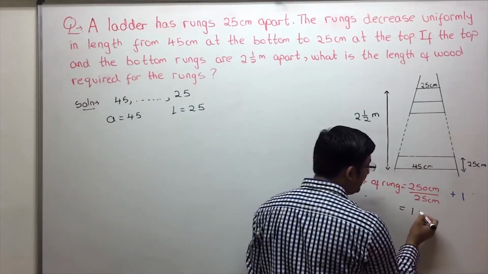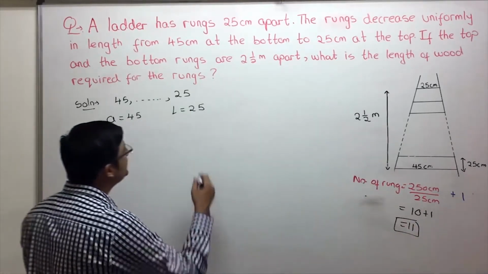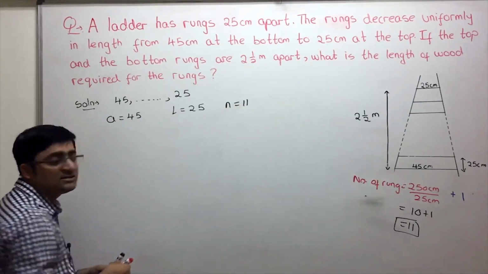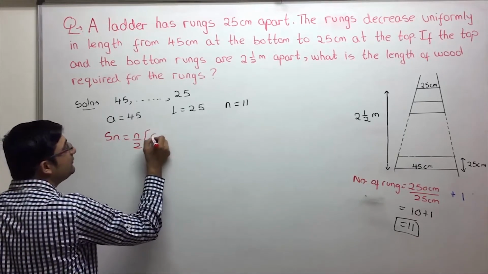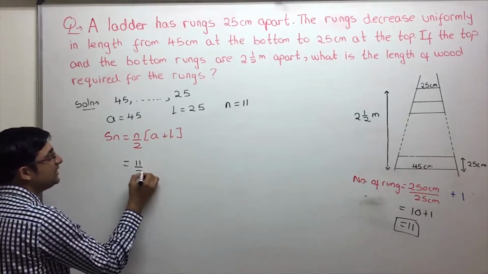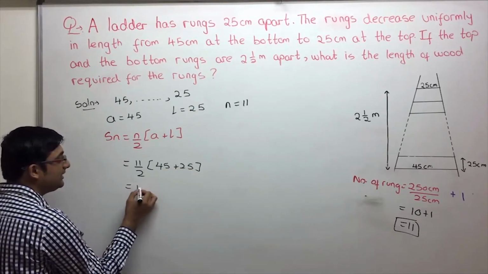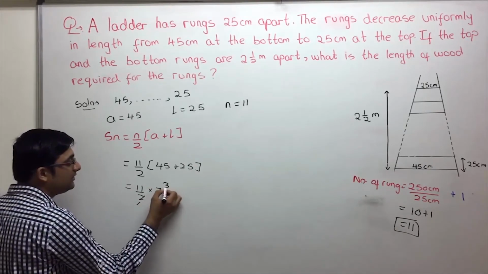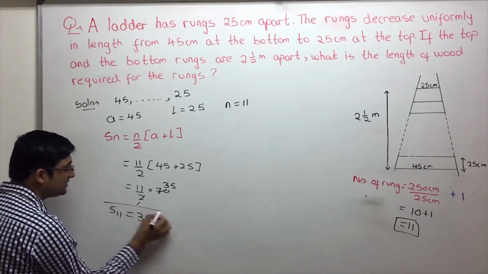250 divided by 25 is 10, plus 1, that is 11. So there are 11 rungs. The number of terms of this AP is equal to 11. Now the question is very easy. Which is the sum formula involving the last term? Sum of n terms is n by 2 into first term plus last term. So just plug in the values. n being 11, so 11 by 2 into first term 45 plus last term 25. So 11 by 2 into 70, that is 11 into 35, which is 385. So the sum of 11 terms is 385.